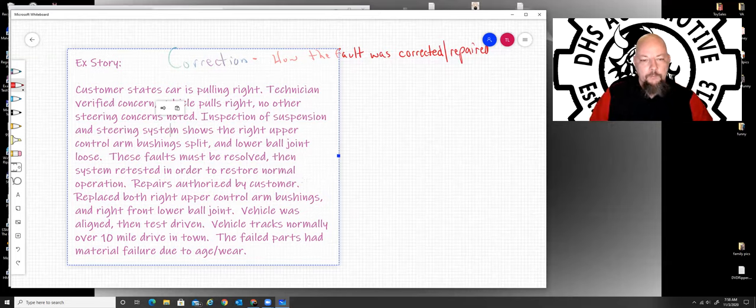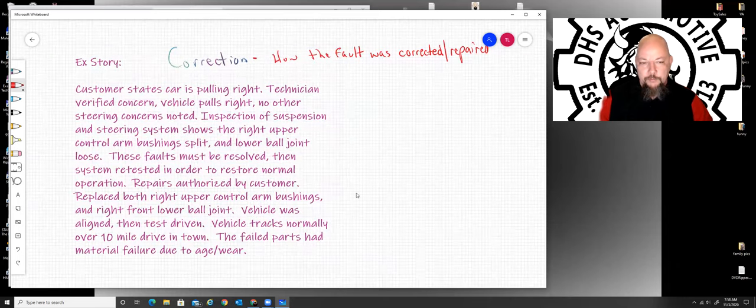Repairs are authorized by the customer. Replace both right upper control arm bushings and right front lower ball joint, all right? Okay, so right here was our correction. The vehicle was aligned, then test driven, all right? Because there's adjustments that needed to be made to all those components in terms of making the vehicle track straight again on the road, and then you have to verify you did a good job. Because you did not correct a job, okay? You did not repair anything until you made sure you repaired it, okay? And given it a solid effort to double check your work. Vehicle tracks normally over a 10-mile drive in town.